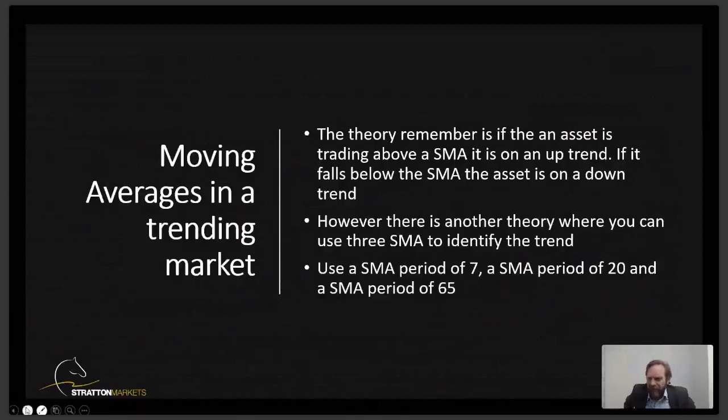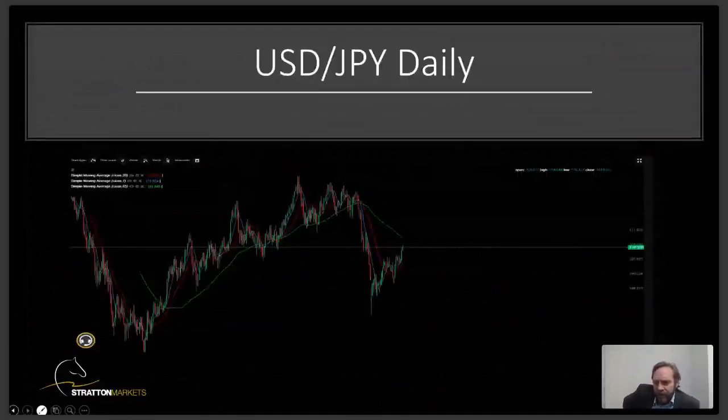Now, on my chart here, I have a simple moving average of 20, which is the red line. Then I have the simple moving average of 7, which is the blue line. Then I have the simple moving average of 65, which is the green line. The theory is if the 7 crosses above the 20, and the 20 then crosses above the 65, that indicates an uptrend. If the 7 crosses below the red, or the 20, and the 20 then crosses below the 65 and fans out, that indicates a strong potential downtrend.